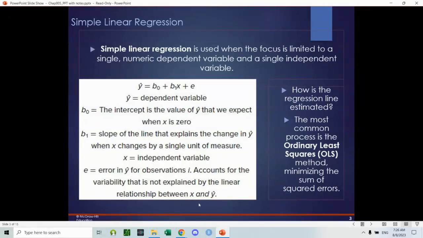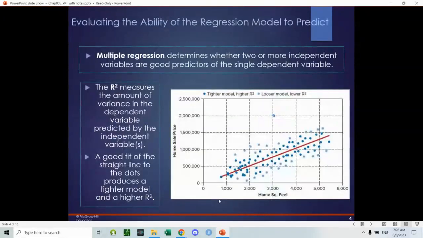So here's a good definition of what the error term is. It accounts for the variability that's not explained by the linear relationship between x and y. Multiple regression determines whether two or more independent variables are good predictors of a single dependent variable. This is a very common method in analytics. The R-squared measures the amount of variance in the dependent variable predicted by the independent variable.